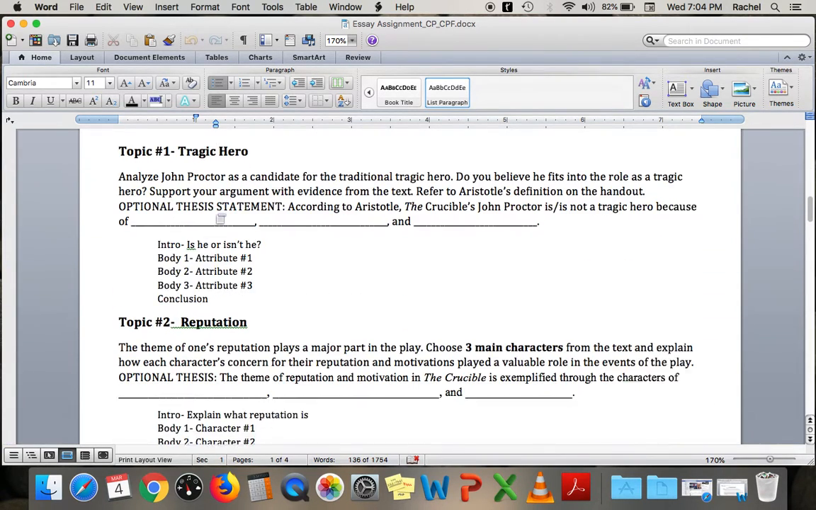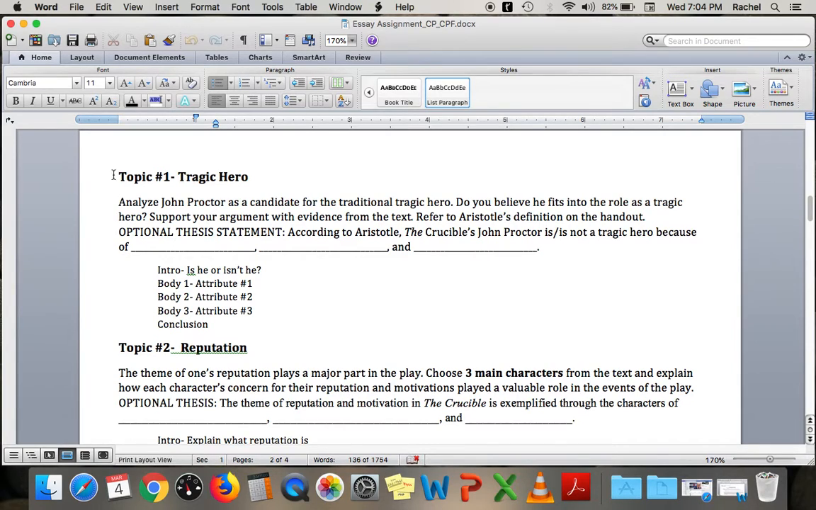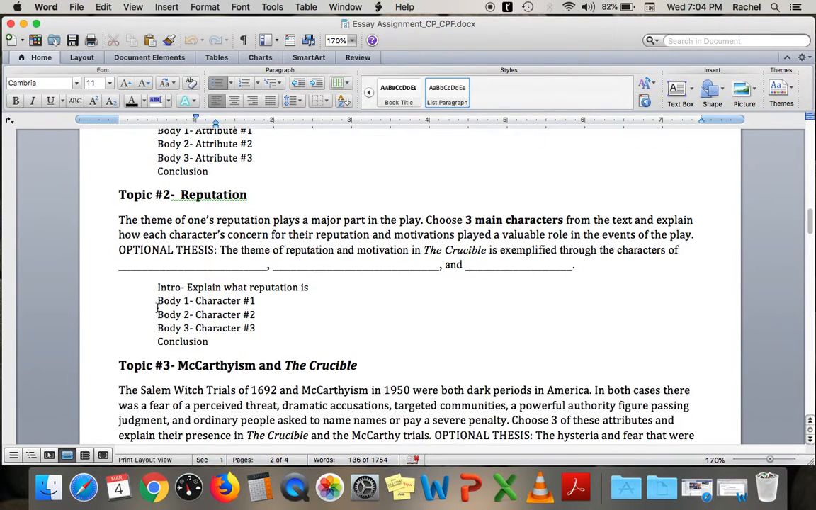So what you need to do is go through and figure out which one of the topics you are going to choose to write your essay on. If you're choosing Tragic Hero, that means that you're going to take out the paper that we did on Monday with the 5 different characteristics of a tragic hero, and you're going to choose 3 of those that you're going to talk about, and each one of those 3 is going to be in a separate body paragraph.